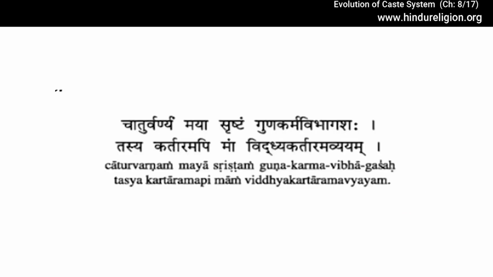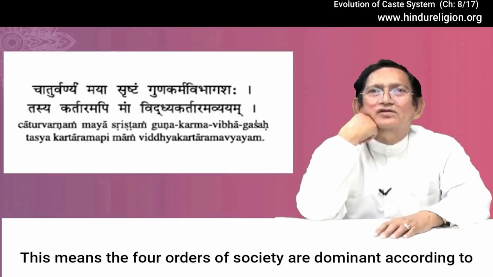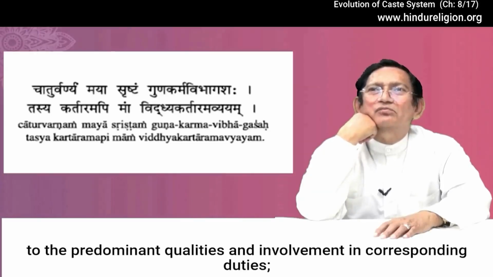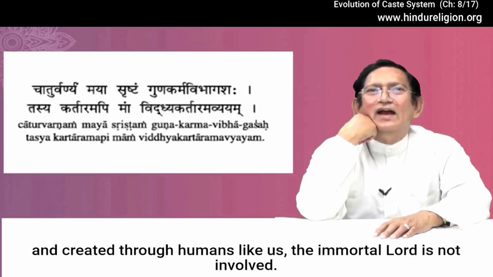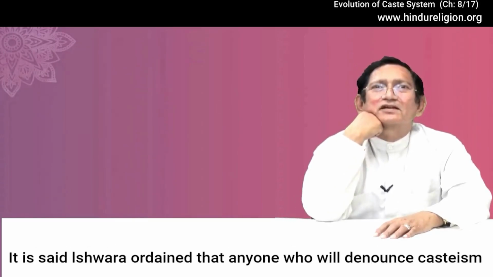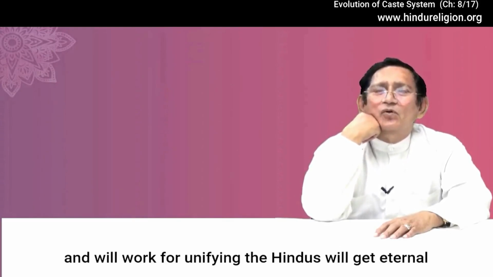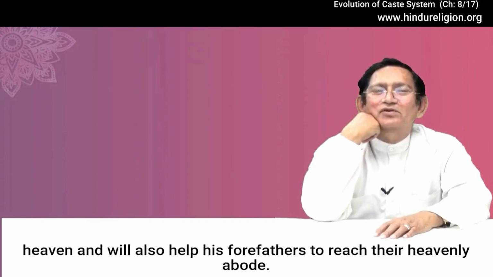Chaturvarnang maya srishtang guna karma vibhagasa tasya kartaramopi mang vidhatta kartaram vayam. This means the four orders of the society are dominant according to the predominant qualities and involvement in corresponding duties, and created through humans like us. The Immortal Lord is not involved. It is said, Ishvara ordained that anyone who will denounce casteism and will work for unifying the Hindus will get eternal heaven and will also help his forefathers to reach their heavenly abode.